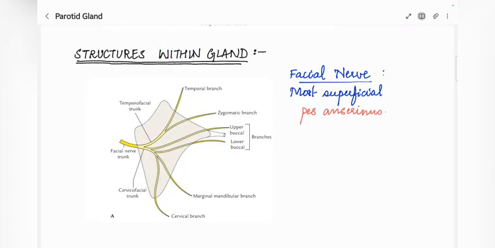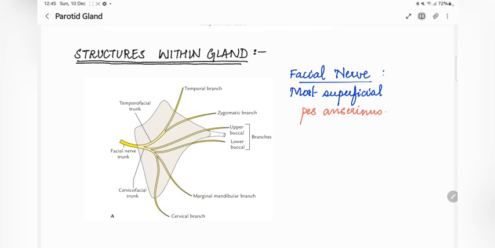Writing an answer about the parotid gland would be incomplete if we do not mention the structures which are present within the gland. The three important structures from the superficial to the deeper aspect are the facial nerve, the retromandibular vein and the external carotid artery. First, let's talk about the facial nerve, which is the most superficial structure. As we saw in the previous topics, the facial nerve enters the gland from the upper part of the posteromedial surface and it divides into the terminal branches within the gland.